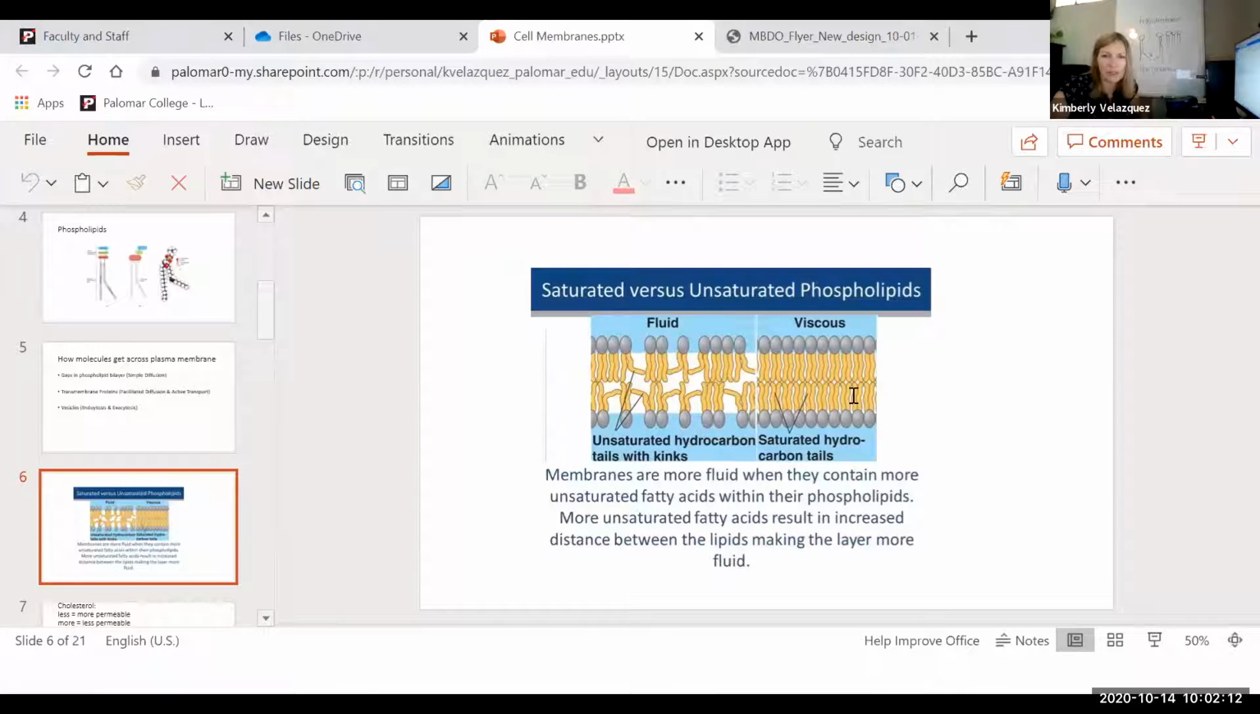Okay, this shows you a better picture than what I drew on the board. Membranes with gaps that would allow simple diffusion to come in. So you can see not many gaps here when everything is just saturated, but we do have gaps in the membrane when we have those unsaturated fatty acid tails.